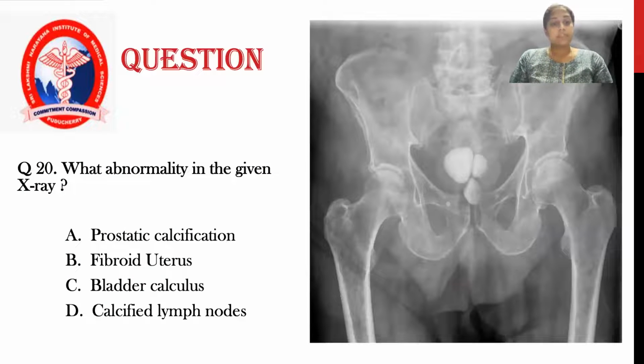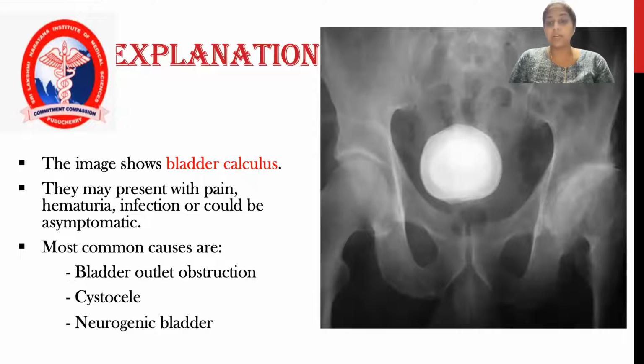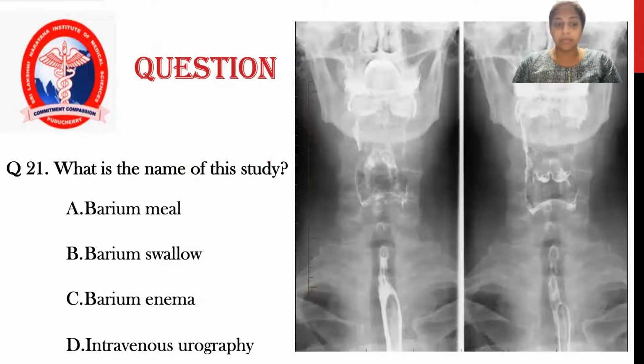What abnormality is given in this X-ray? Can it be prostatic calcification, fibroid uterus, bladder calculus, or calcified lymph nodes? As I always say, you should identify the normal structures here. Once you've done that, then you can come to the diagnosis. It is a case of bladder calculus. The previous was multiple bladder calculi, but this is a large calculus which has the laminated appearance. Patient usually presents with pain, hematuria, signs of infection, or can also be asymptomatic. The most common cause for vesical calculi is bladder outlet obstruction, cystoscopy, and a neurogenic bladder.